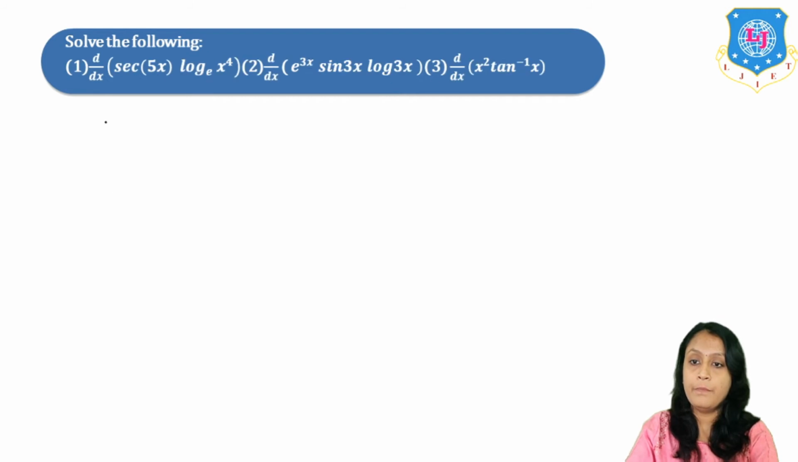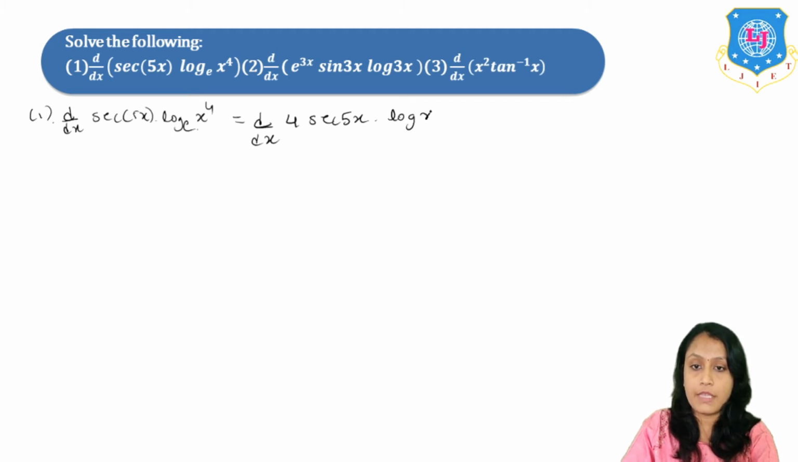Now let's solve a few more examples. So the first one is find d by dx of sec 5x log x raised to 4 base e. So firstly we'll simplify this. Using the log property we can bring 4 over here. So it will become d by dx of 4 sec 5x into log x base e.